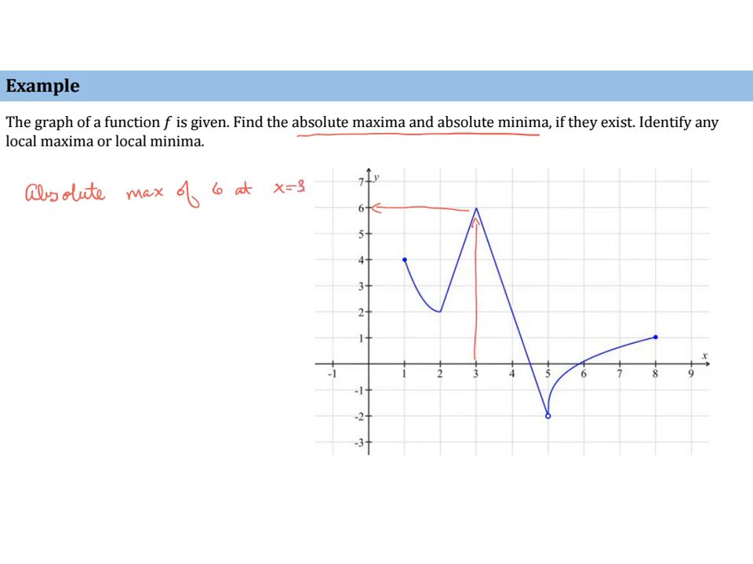Then, now do we have an absolute minimum? Do we have a point that's lower than all the others? So it looks like we're bottoming out right here, and there is no point lower than this. The problem is that there is no point on the graph right here. It's a hole. So as we get closer and closer, there's not a point that is obtainable on our graph. So there is no absolute minimum.